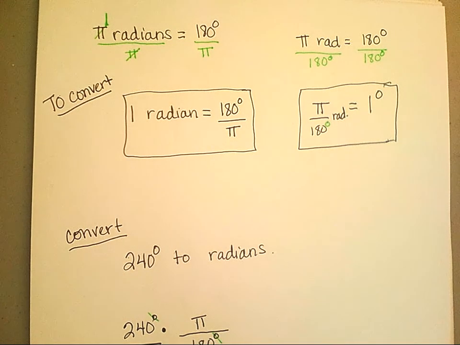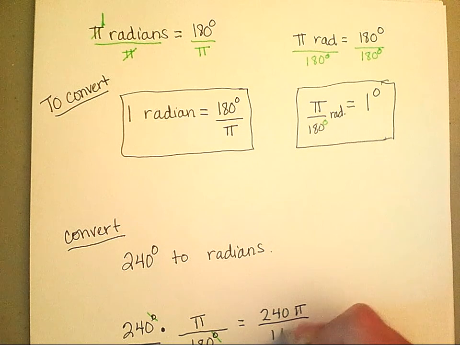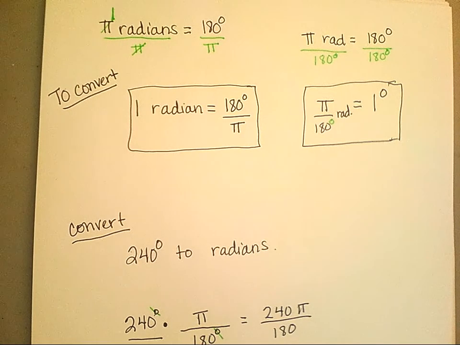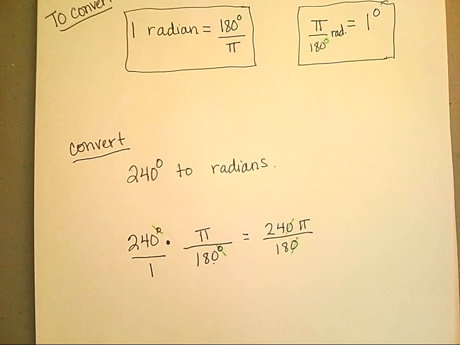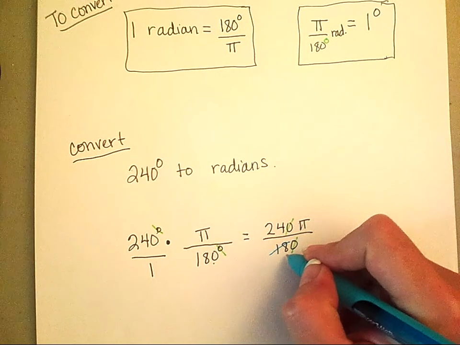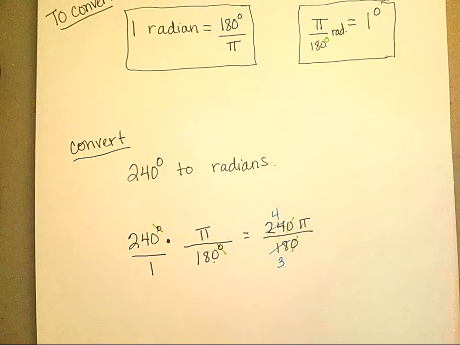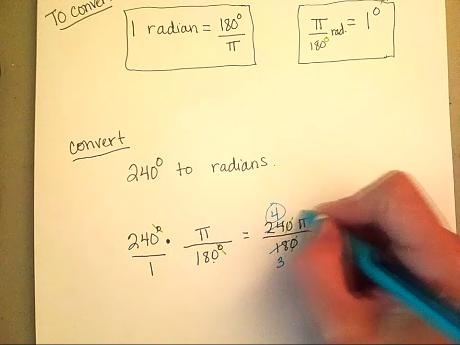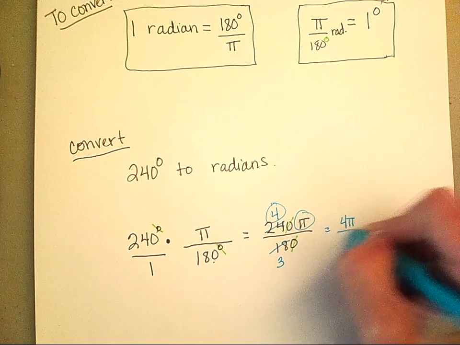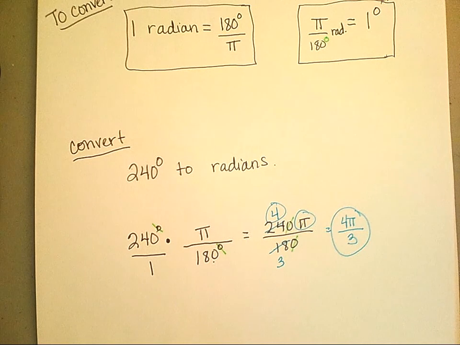And I'm left with, now you could think about this as 240 over 1. So this is 240 pi over 180. But we can simplify this. They both end in 0, so we could divide by 10. Now 6 goes into 18 3 times, and 6 goes into 24 4 times. So when we're done, I have 4 times pi over just 3. So 240 degrees is 4 pi over 3.